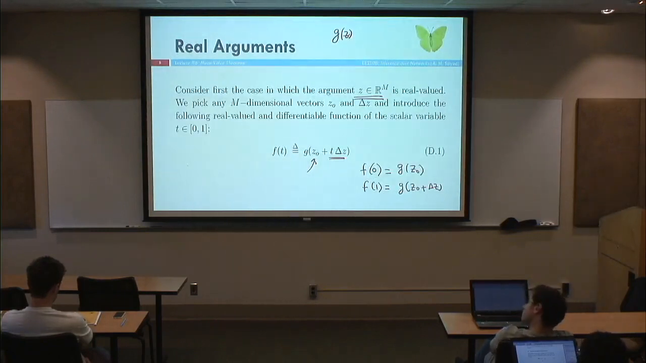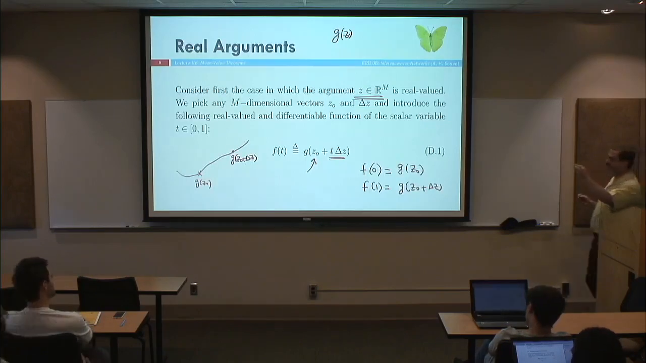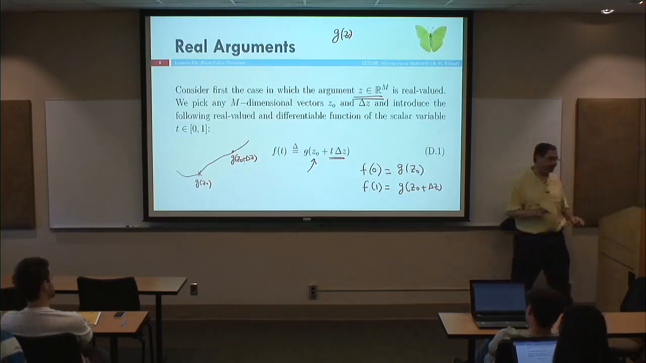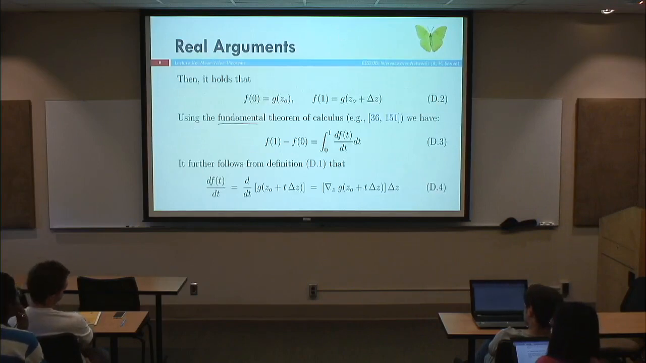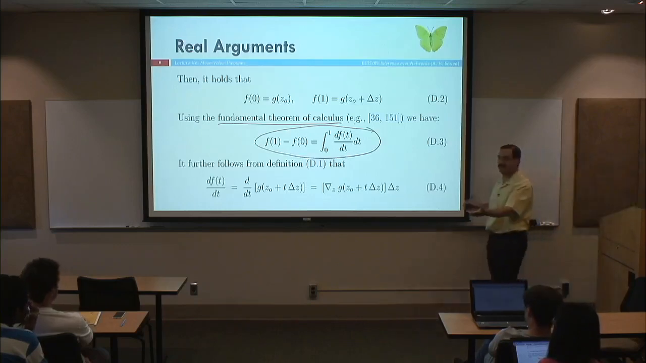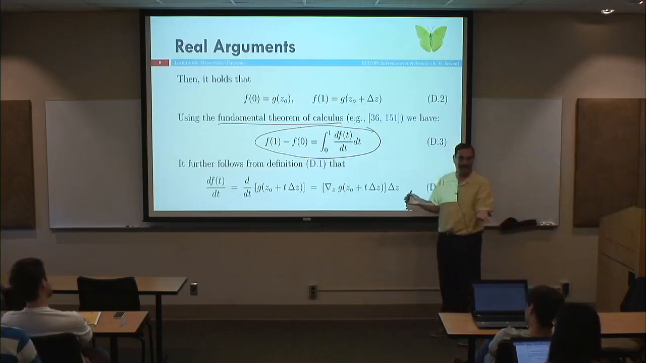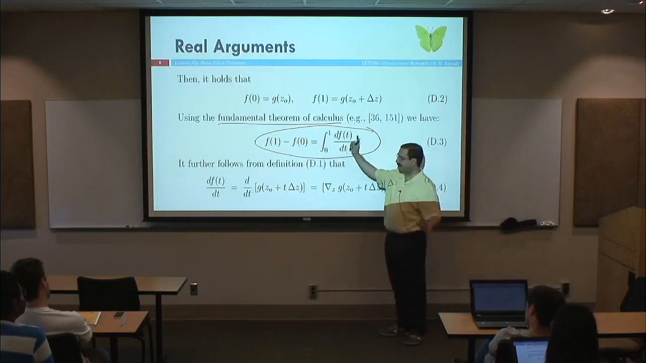So I have a function g. This is g at z0, and this is g at z0 plus delta z. f of 0 captures one, f of 1 captures the other. Now, you know very well from the fundamental theorem of calculus that this difference, f of 1 minus f of 0, is the integral of the derivative of f between 0 and 1. That far you know.